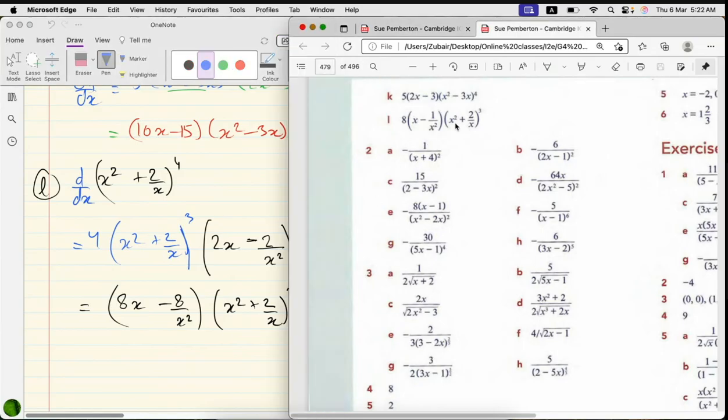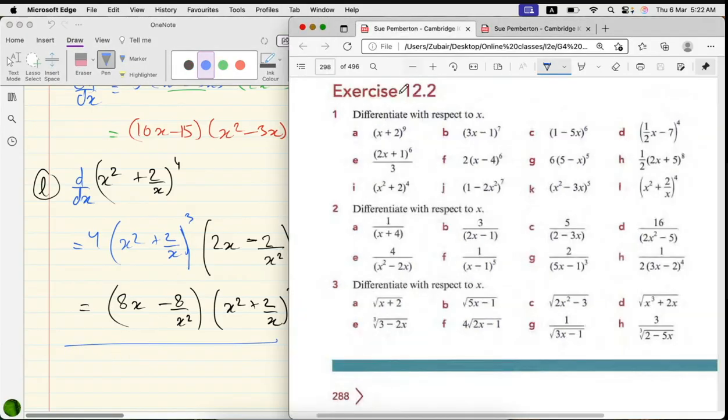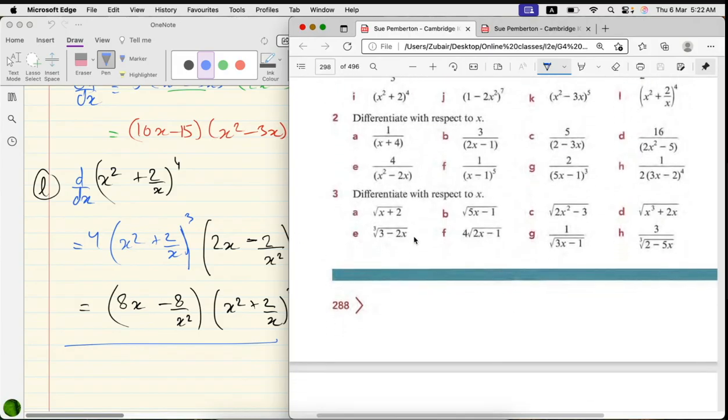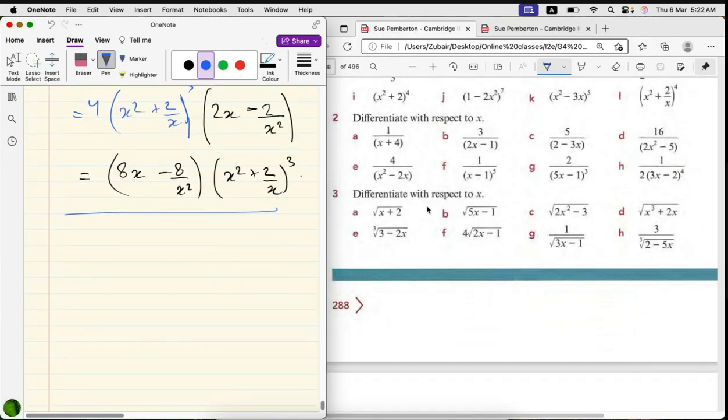He missed the 2. The differentiation was 2x. He missed it. No, we can leave it like that. Okay.